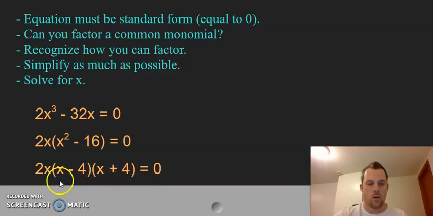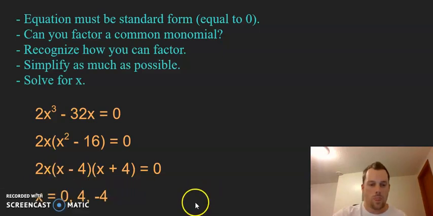So there are three possible values for x. Well, if x is 0 here, 2 times 0 would make this quantity 0. If x is 4, then this quantity here is 0. If x is negative 4, then this is 0. So again, 0, 4, and negative 4 are our values for x.